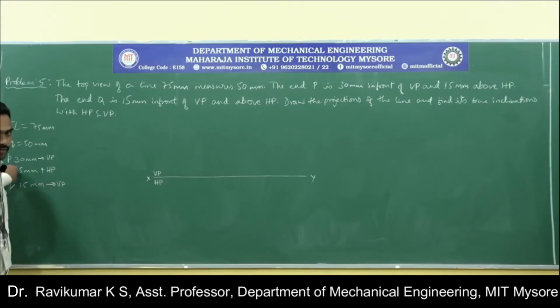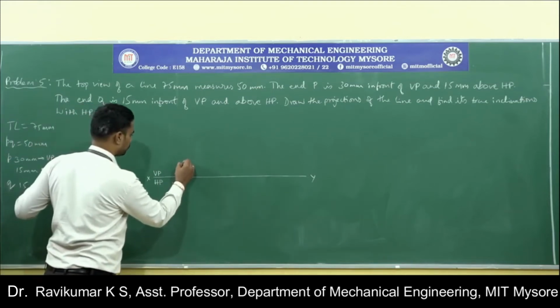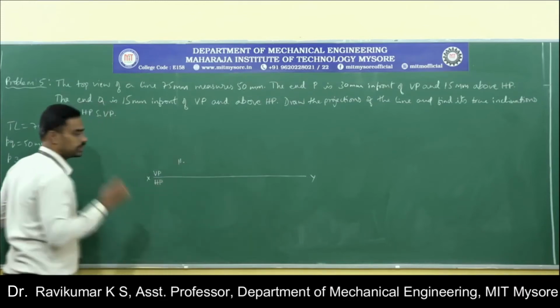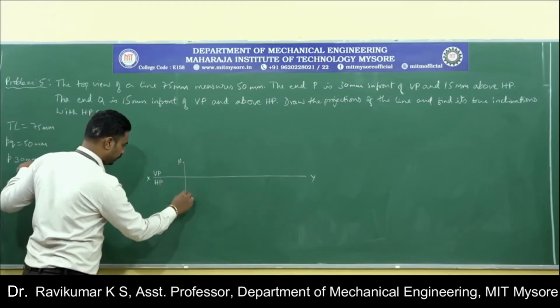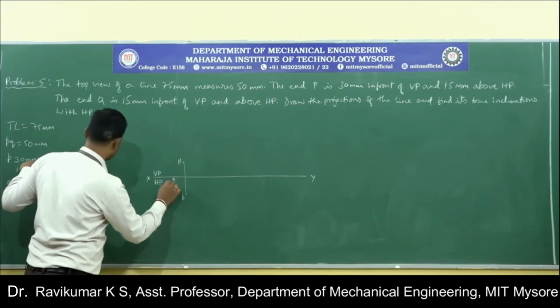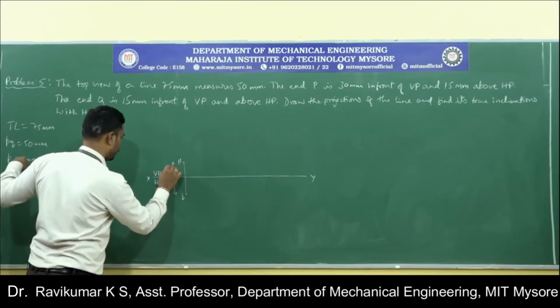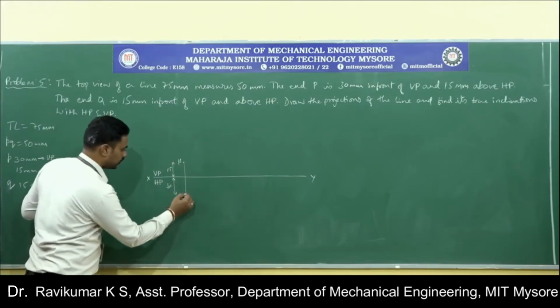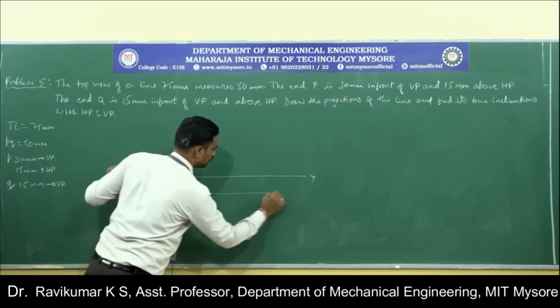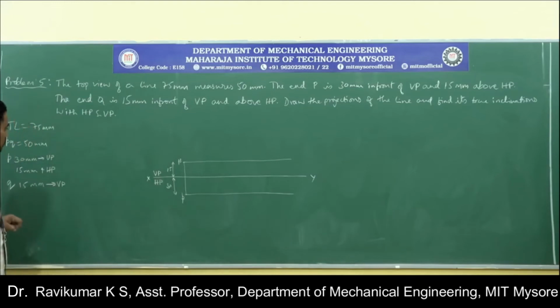So locate point P first. It is 15 mm above HP, so above HP 15 mm is point P dash, since it is the front view. P is 30 mm in front of VP, so it will be below the XY line. So this is 30 and this one is 15. Once you mark the points, you just draw the locus of the points like this.